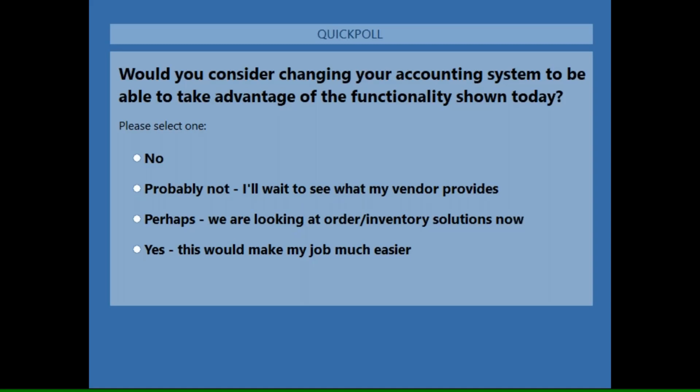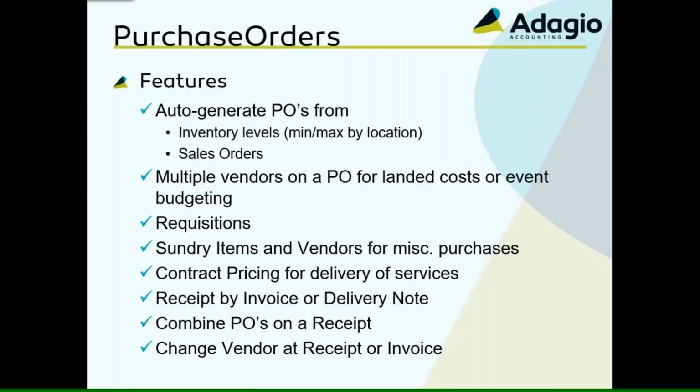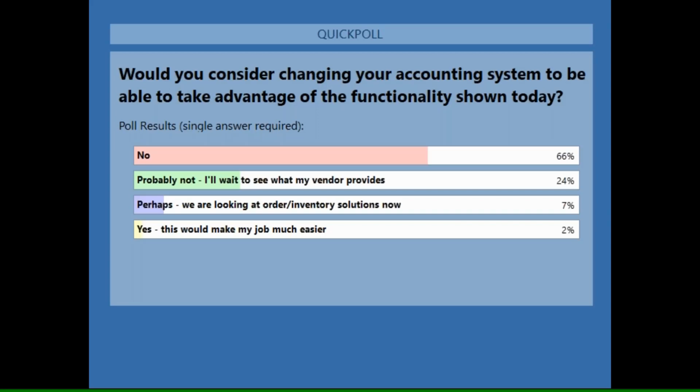You can have multiple vendors on a PO. They can all be in different currencies even, and we'll figure out what the cost to land the items in inventory is, because inventory is always valued in your home currency. So I think that that's enough people there. I'll just show you that after this half-hour presentation on the kind of things that you can do with Adagio order entry, there are at least one or two people who think that this would make their job easier, and that's the object of the exercise.